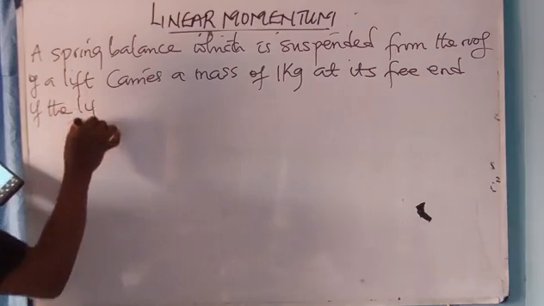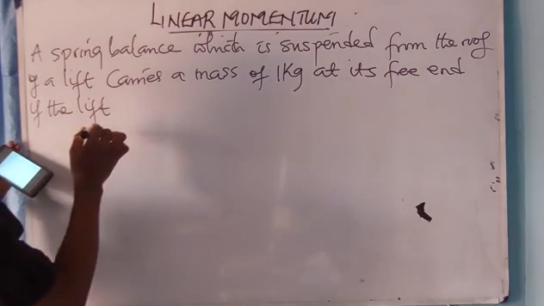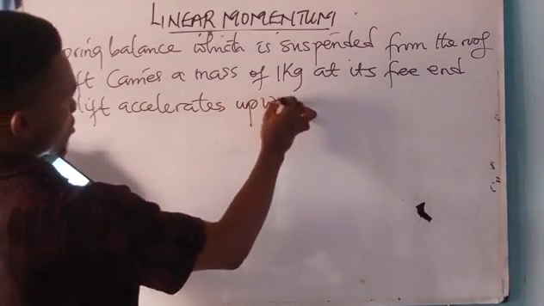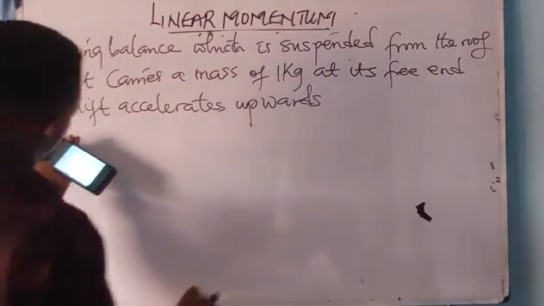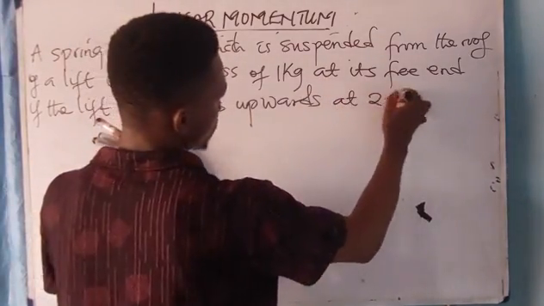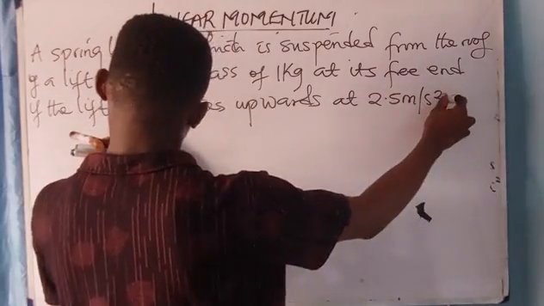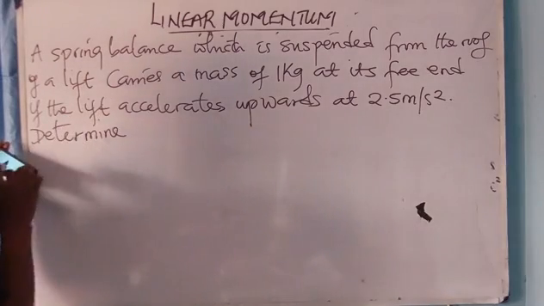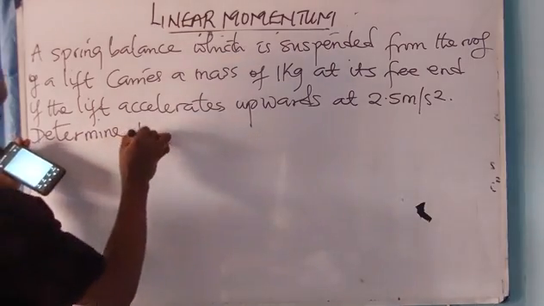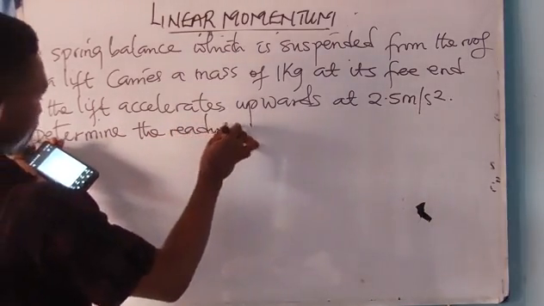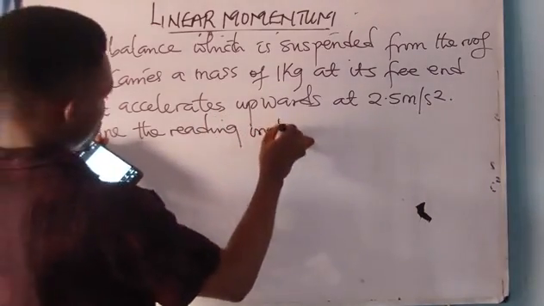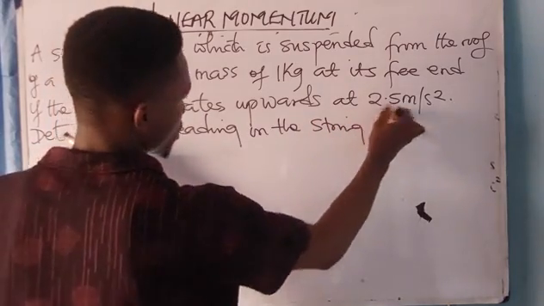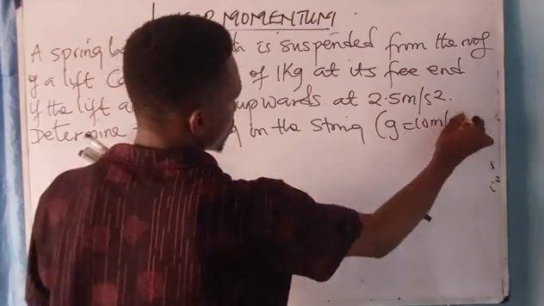If the lift accelerates upwards at 2.5 meter per second squared, determine the reading on the string. So they said G is equal to 10 meter per second squared.